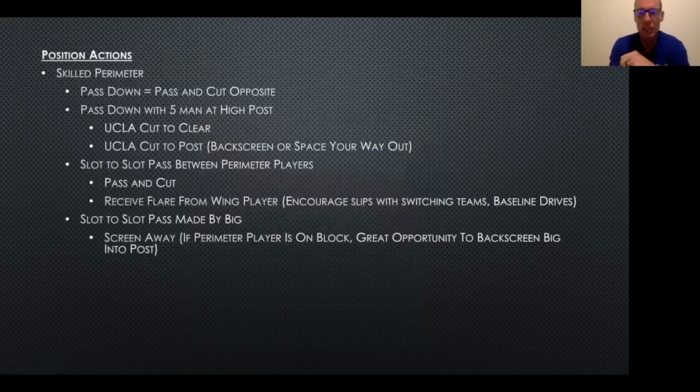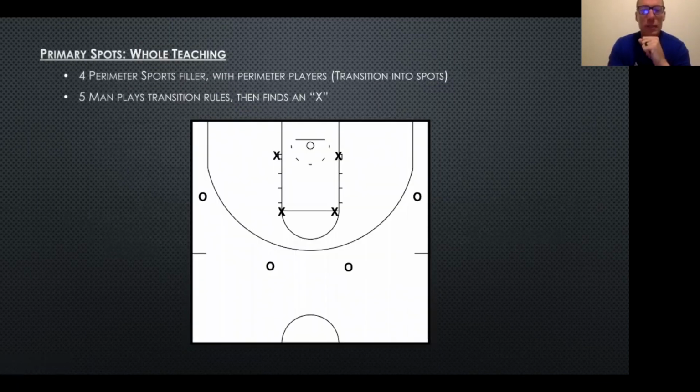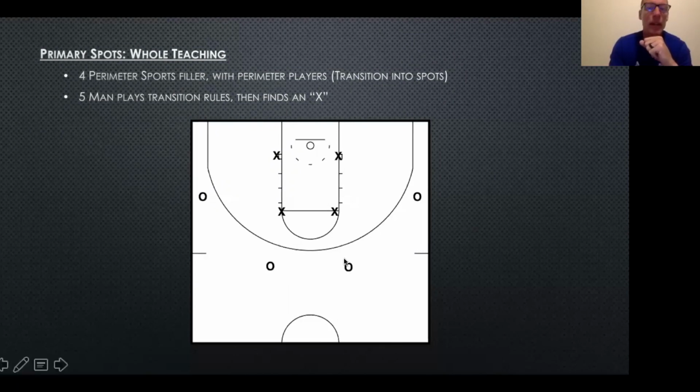If it's a slot to slot pass, and it's a perimeter guy in this position, you're going to flare screen, okay? Anytime it goes slot to slot and you're trying to initiate action with your perimeter players, make it a flare screen. Now, I've got diagrams and that further on in the presentation, but just bear with me, try and use your mind a little bit.